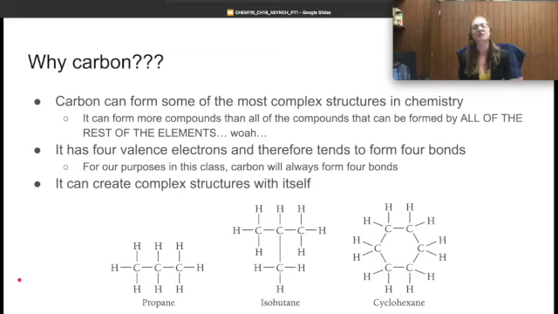So why does it do this? Well, it has 4 valence electrons and therefore tends to form 4 bonds. So for our purposes in this class, carbon's always going to form 4 bonds. It takes really complex organic chemistry if carbon's not going to do that. So this is why it's able to create those complex structures with itself.